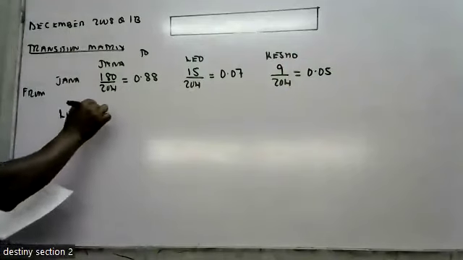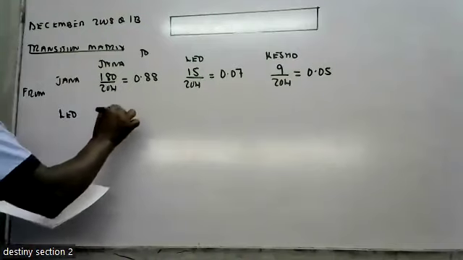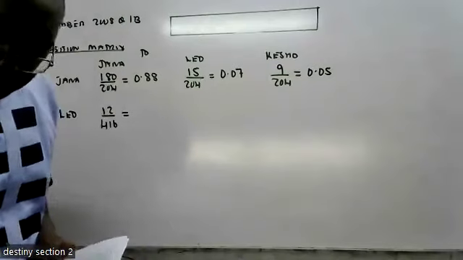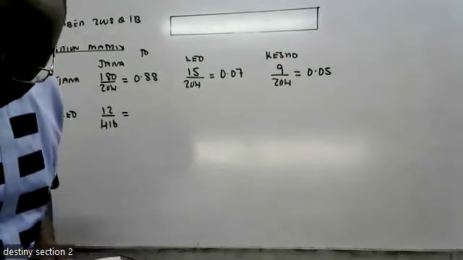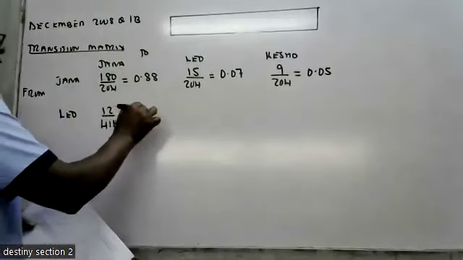Leo, here it has 12, and it began with 416. So remember, these are probabilities. So 12, you divide by 416. It is 0.03.